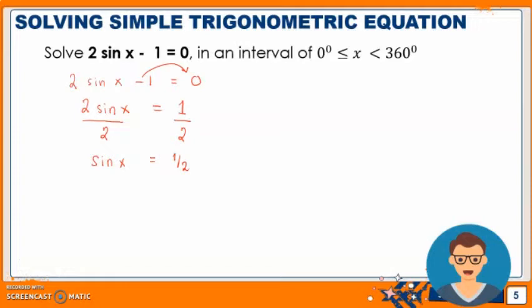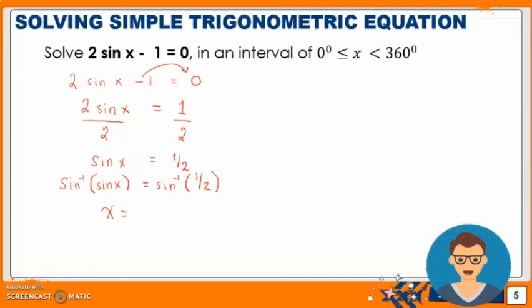You may use your calculator in doing so. Just press shift sine, or we have the arc sine, that is sine raised to negative 1. The inverse of sine: x is equal to sine raised to negative 1, or the arc sine of 1/2. So the inverse sine would be x is equal to shift sine 1/2. Please use your calculator either in radian or in degree.